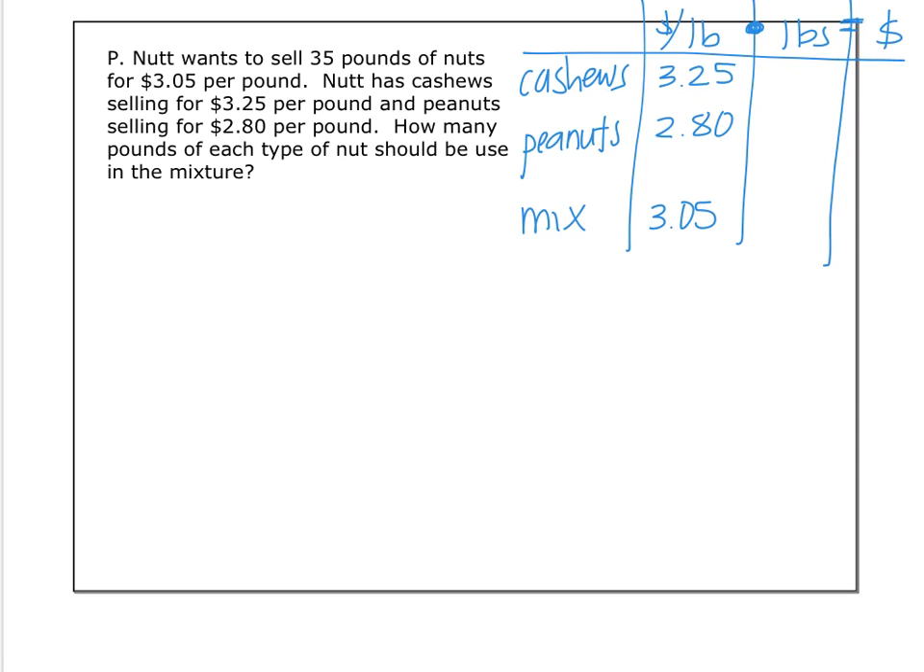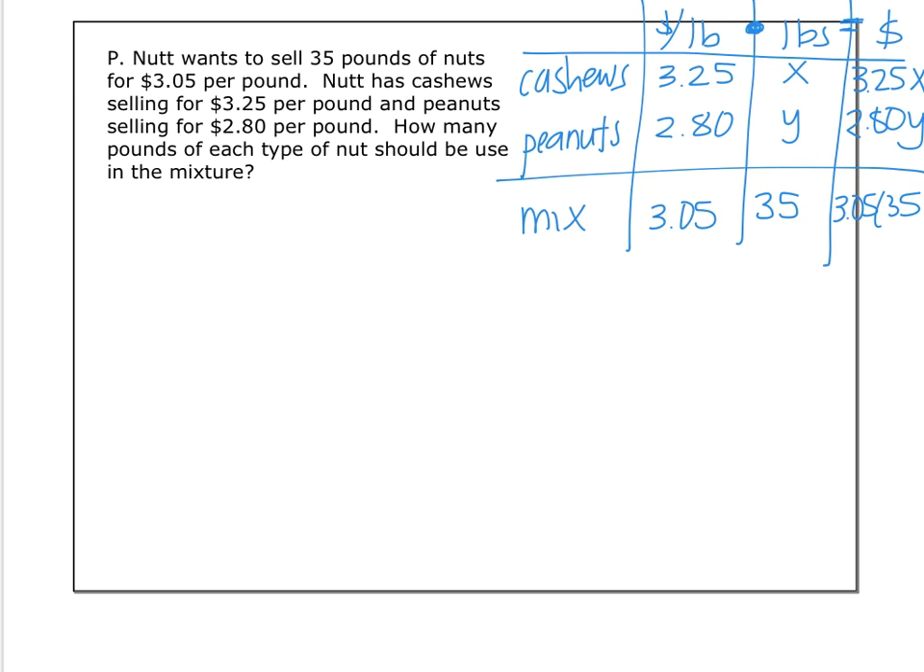Okay, so for our pounds of each one, we have no idea. We have X and Y, but we know that we're going to end up with 35 pounds of nuts. So we have X pounds of cashews and Y pounds of peanuts, but we're going to totally sell 35 pounds. And then our money, we just have to multiply across. So 3.25X, 2.80Y, and then we'll have 3.05 times 35.